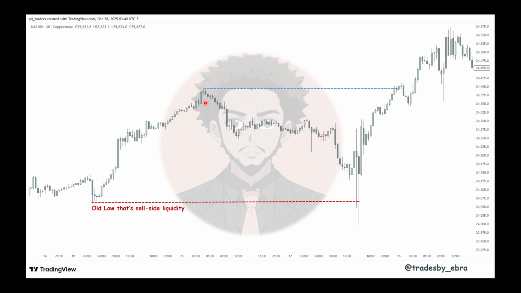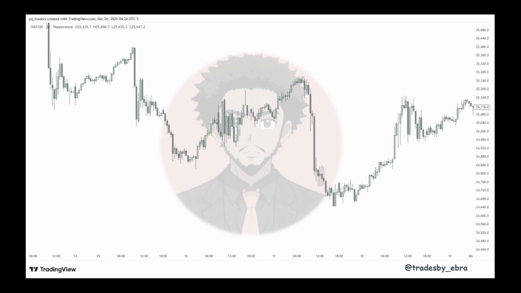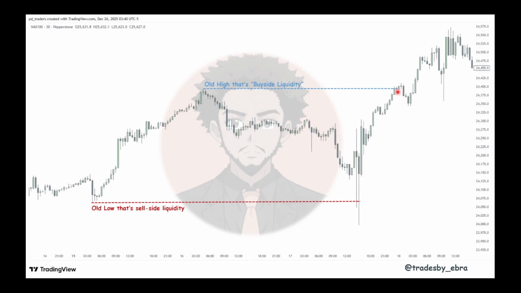See, we have an old high in here, right? Old high, that's buy side liquidity. After taking sell side liquidity, the price went where? To the buy side, right? As we have seen here, to the buy side liquidity.